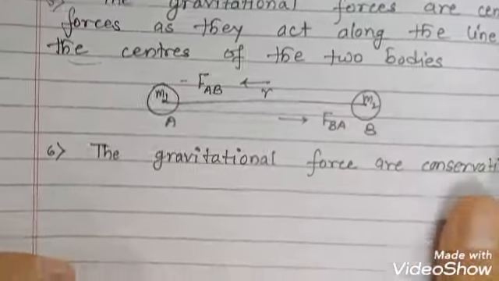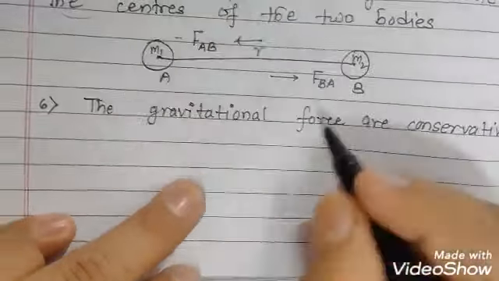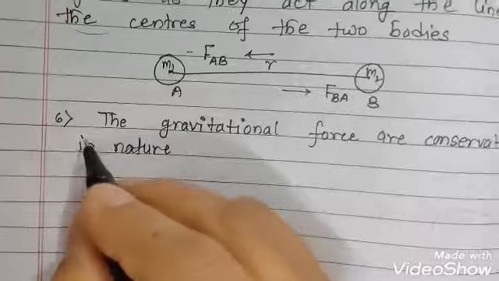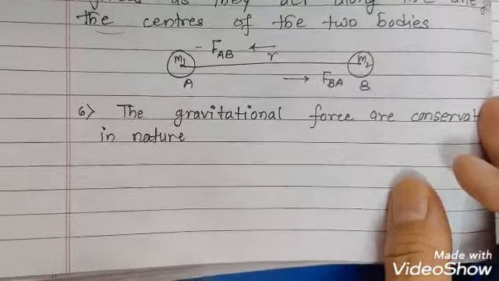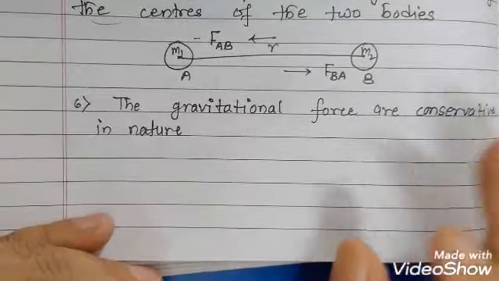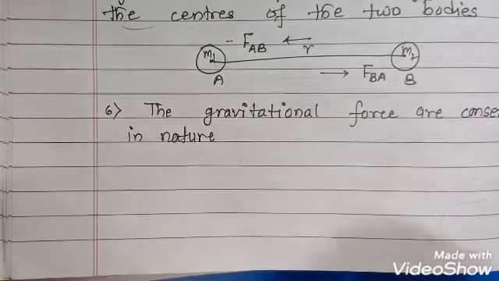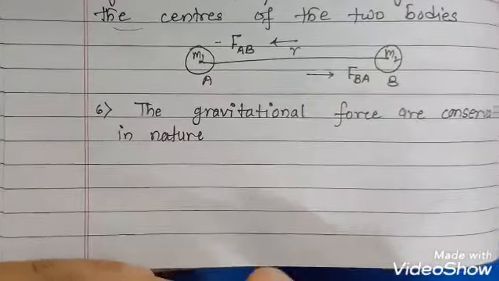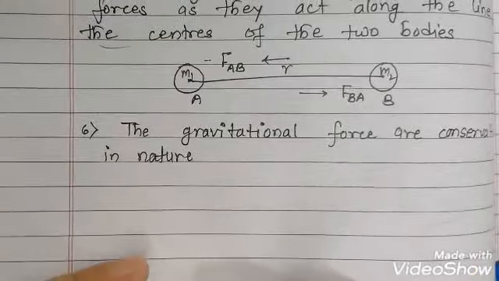Now the next point: gravitational forces are conservative in nature. That means whatever path you choose, you will find that the gravitational force does not depend on the path, it simply depends on the initial and the final point. Because it works between the two bodies along the line joining their centers, whatever path you check, it will be constant always, and that's why it is called conservative in nature.